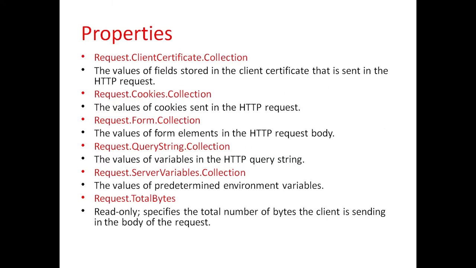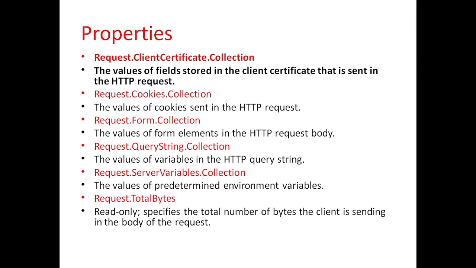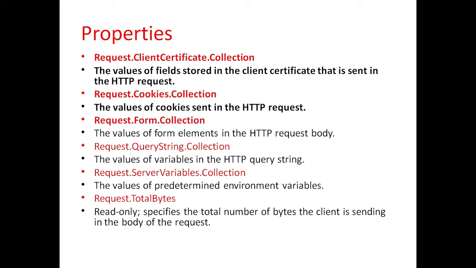Different properties for request objects are Request.ClientCertificate collection. These are the values of fields stored in the client certificate that is sent in the HTTP request. Request.Cookies collection. The values of cookies sent in the HTTP request. Request.Form collection. These are the values of form elements in the HTTP request body.